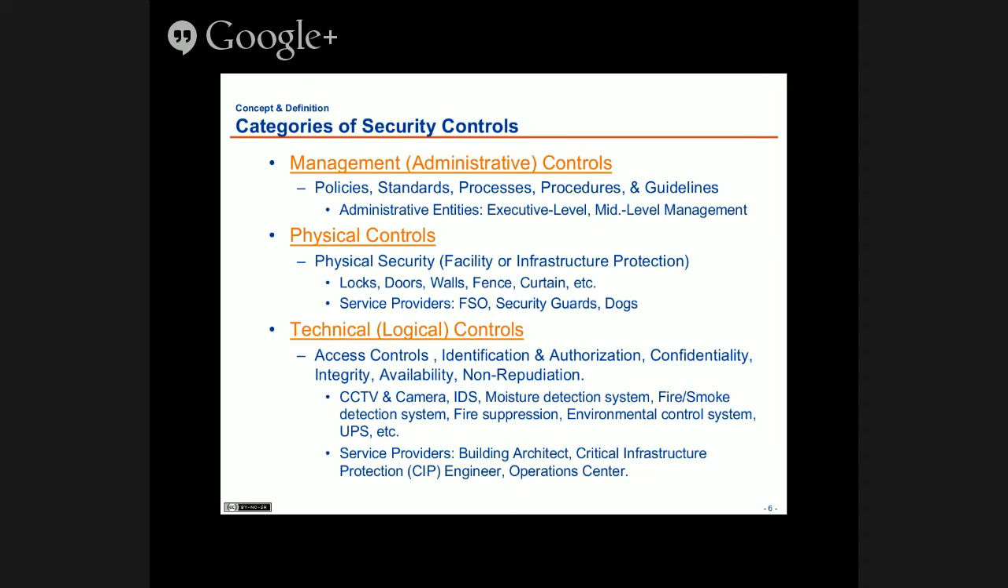Then your service providers for this, you have a building architect, you have a critical infrastructure protection engineer or a CIP engineer, and then you also have your operations center. And so you can see here, when you just think about the broad range of security control categories, there's a number of different controls that are actually in place in terms of a security aspect.